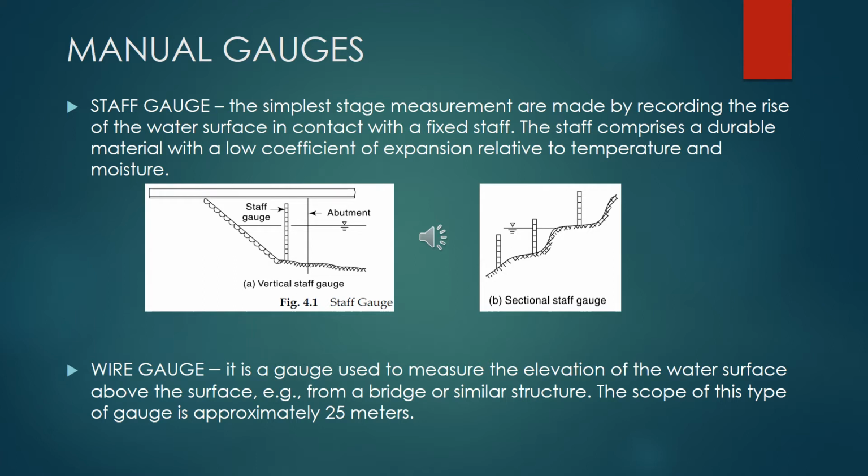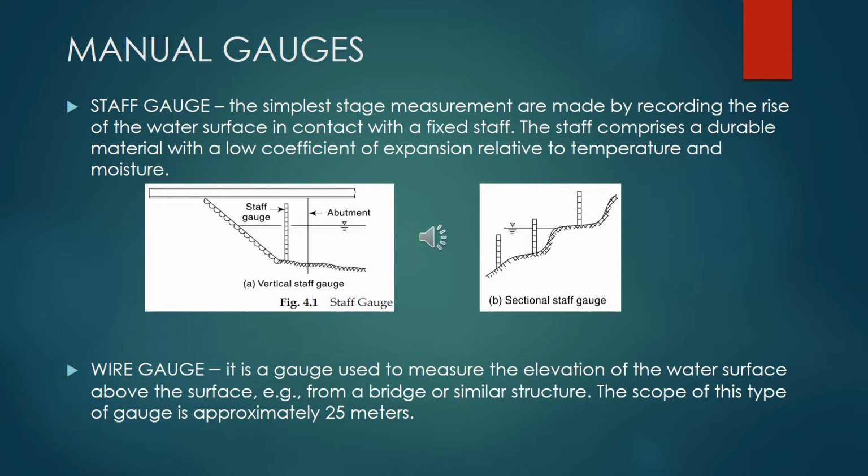The staff gauge. The simplest stage measurements are made by recording the rise of the water surface in contact with a fixed staff. This staff comprises a durable material with a low coefficient of expansion relative to temperature and moisture.